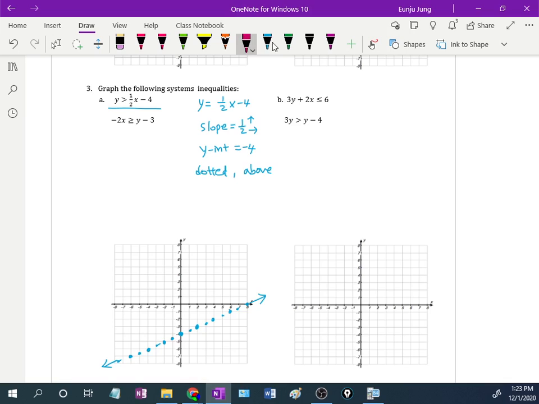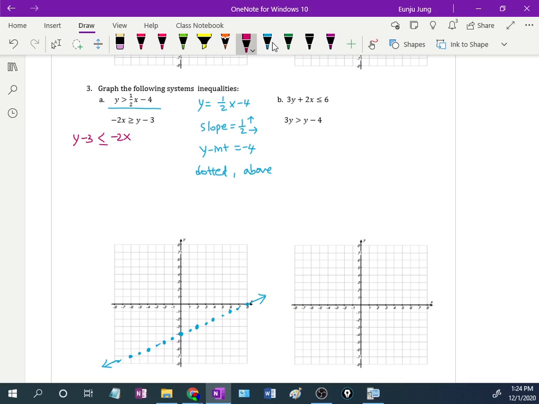My y is on the right-hand side, so let's rewrite it: y is less than or equal to -2x + 3. I just switch the left and right-hand sides. Left goes to right, right goes to left. What happened to the inequality direction then? I need to reverse it, right? Because it was -2x is greater than, so I reverse the direction of the inequality when I switch the left and right-hand sides.